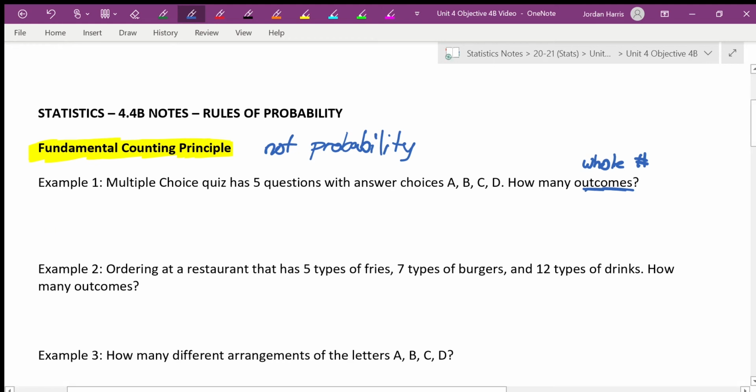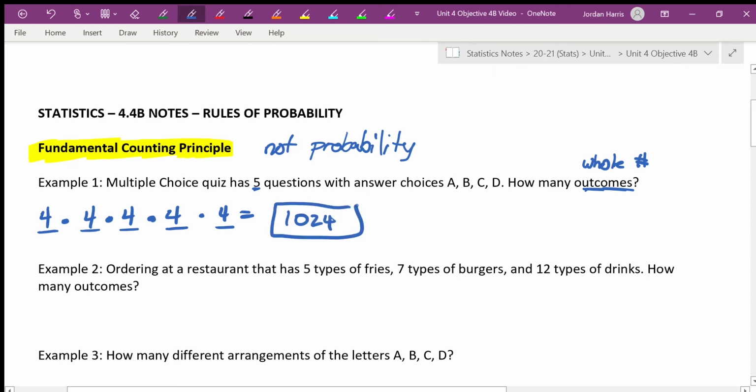All right, so we have 5 questions. So I'm going to write 5 blanks. Each blank represents a different question. Okay, and then on each blank, I'm going to tell me how many outcomes I have possible. So I have 4 outcomes for the first, 4 outcomes for the second, and so on, because each one has the answer choices A, B, C, or D. And when I multiply all these together, so I use my calculator, 4 times 4 times 4 times 4 times 4, I get 1,024.